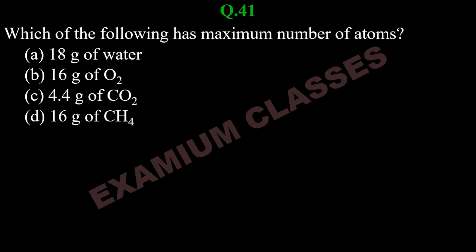Next one. Which of the following has maximum number of atoms? So here you have to convert mass to particles. Particles first can be in the form of molecules and you might need to convert to atoms. Okay, so all of these are molecules. So once you get molecules, after that you will have to multiply by some factor to get atoms.